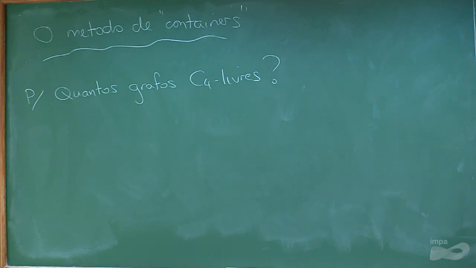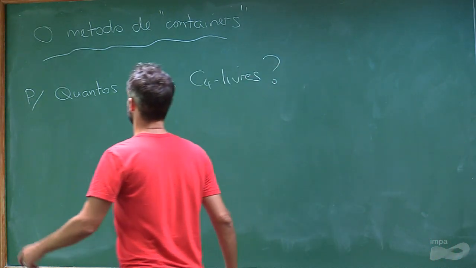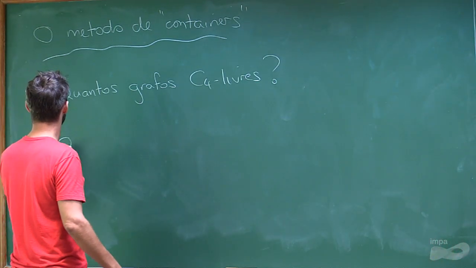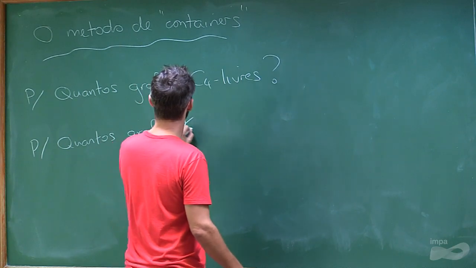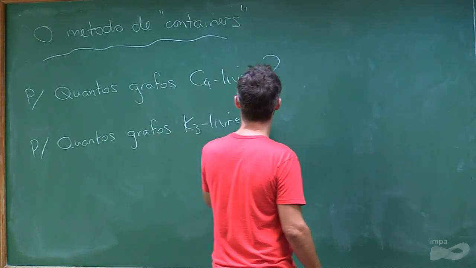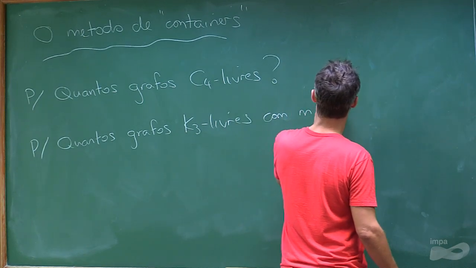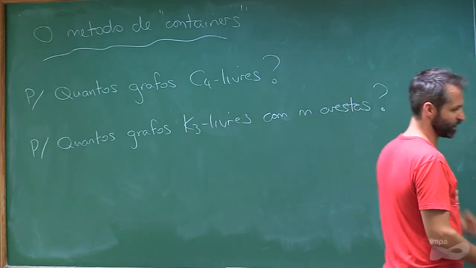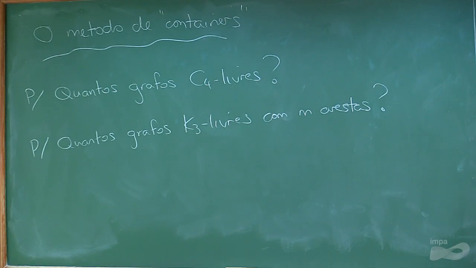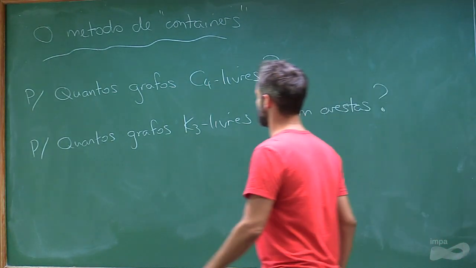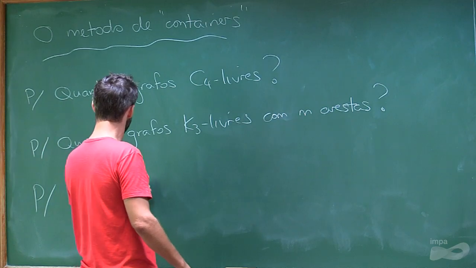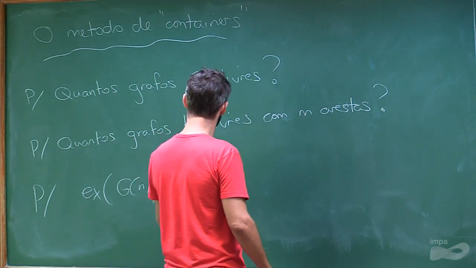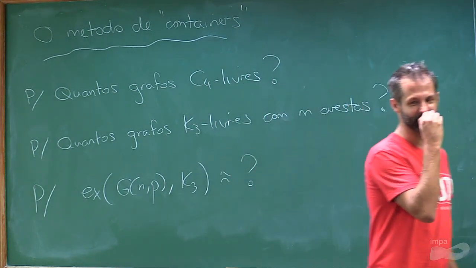How many C4-free graphs on n vertices are there? You might want to ask, how many triangle-free graphs with a given number of edges are there? You might want to ask, what is the extremal number in G(n,p) of a triangle?